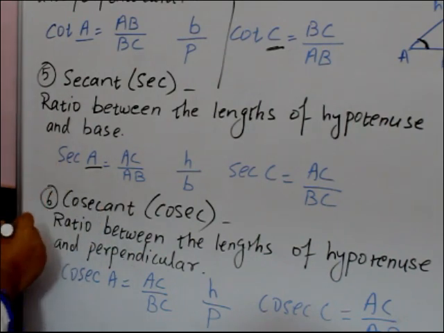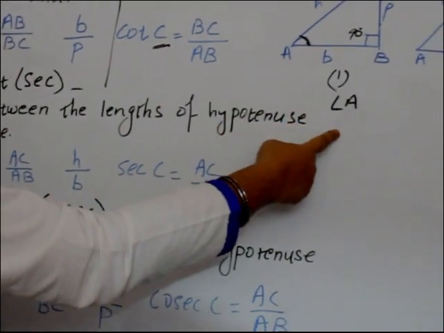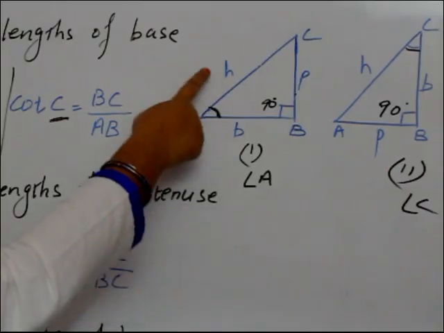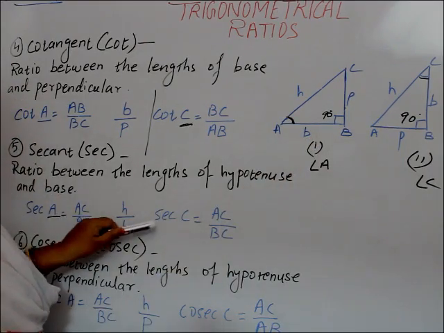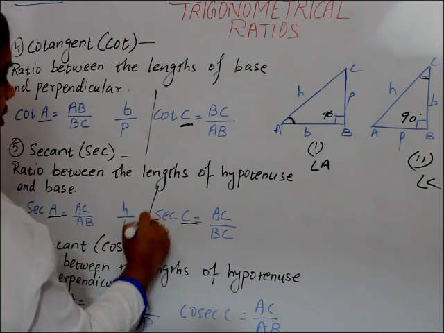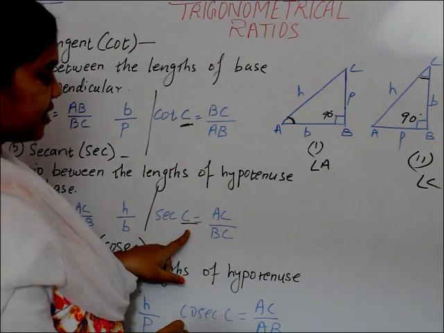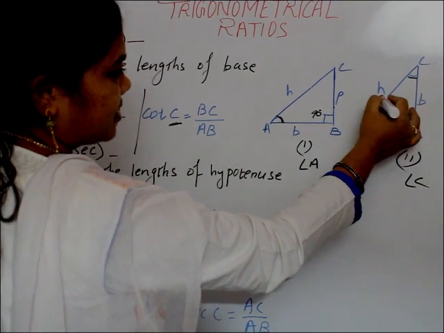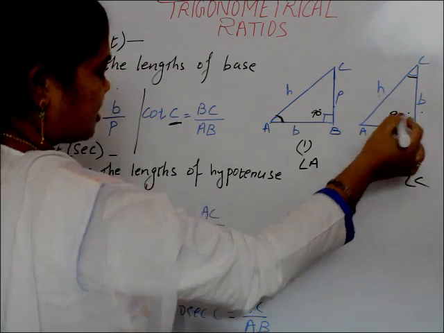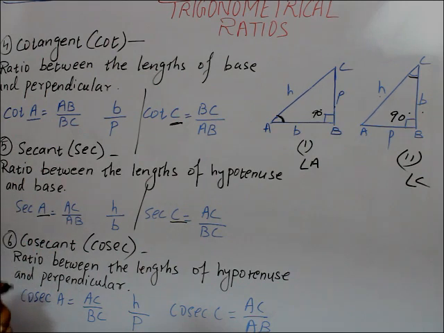Sec A. Angle A is the angle of reference, so see the first figure. What is H by B? What is H? AC. What is B? AB. So AC by AB. And the second one is sec C. Angle C is the angle of reference, which means you have to see the second figure. H by B. What is H? AC. What is B? BC. So AC by BC. So cos is B by H, sec is H by B.